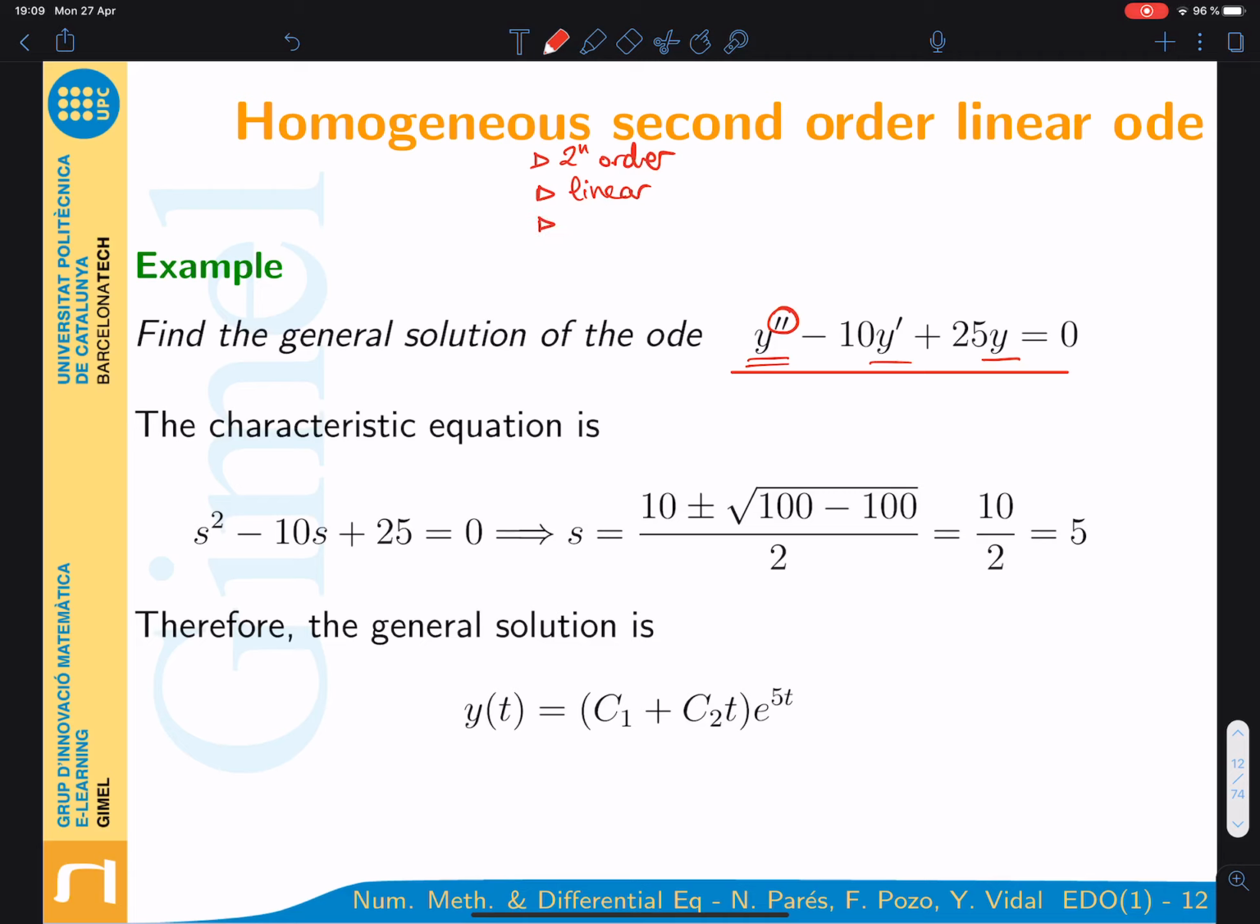Does it have constant coefficients? We really understand the meaning of this? Well, yes. The coefficients that multiply y double prime, y prime, and y are constant because they are real numbers, 1, minus 10, and 25. Okay, so I'm verifying all this. And finally, is it homogeneous?